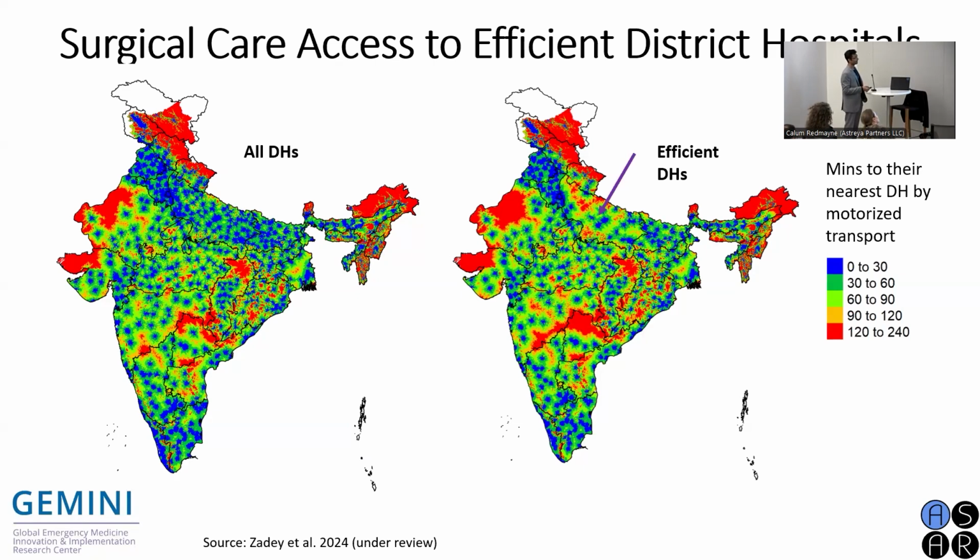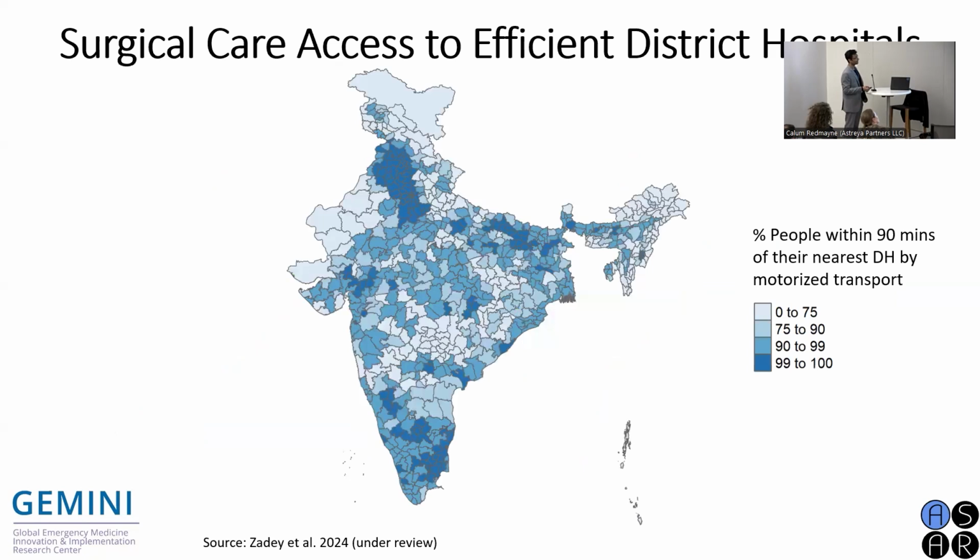All right. And so we are back to seeing what percentage of people are within 90 minutes of their nearest district hospital by motorized transport. Again, one thing that I want to note here is this belt that you see. This is most likely because most of these regions are urban and have really well-functional district hospitals, not just because the hospitals are functional, but because the health system is doing well.